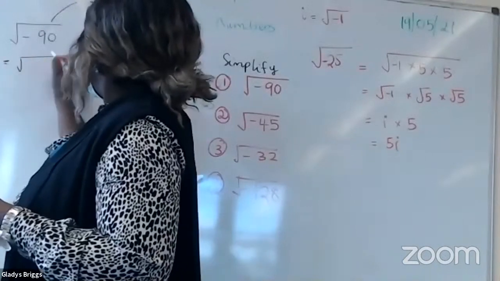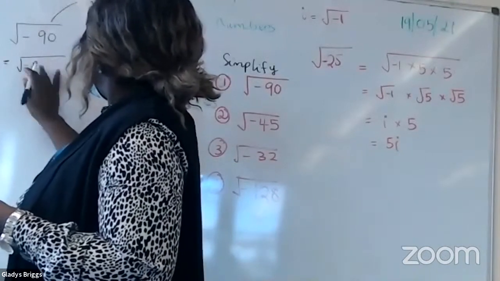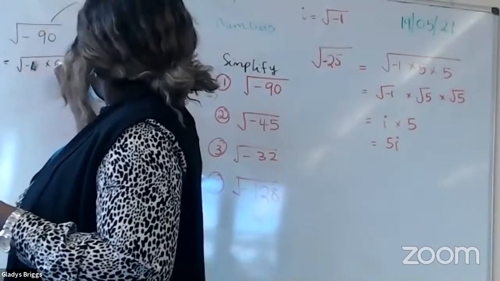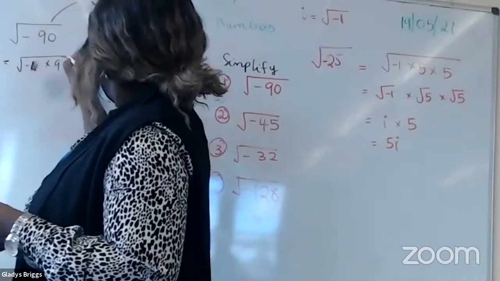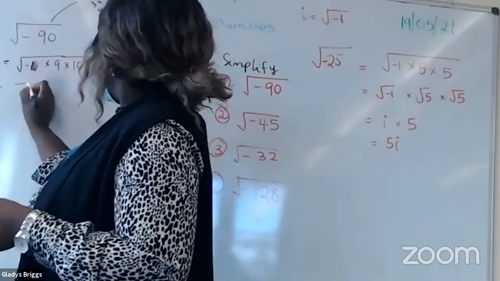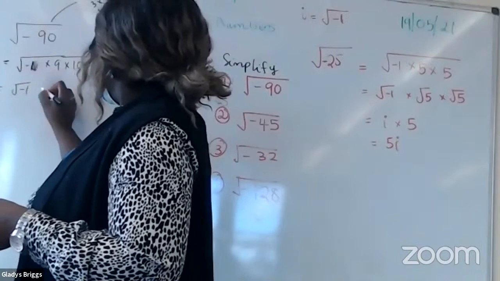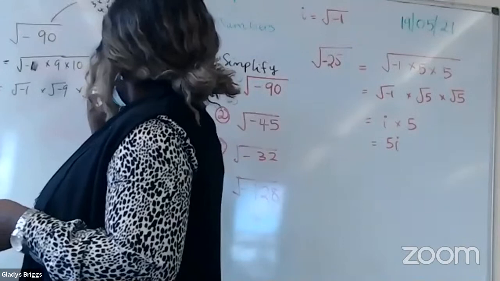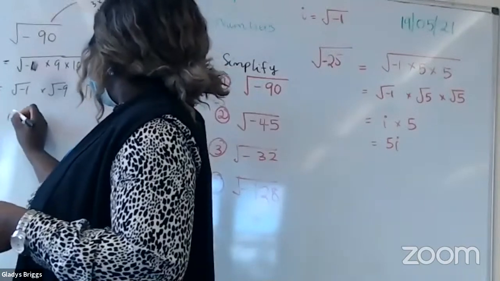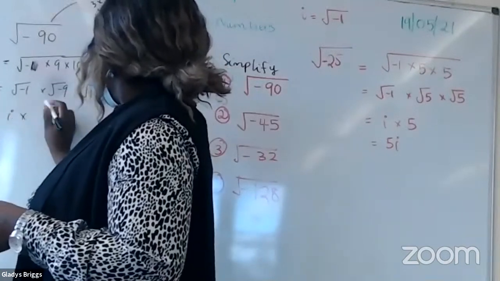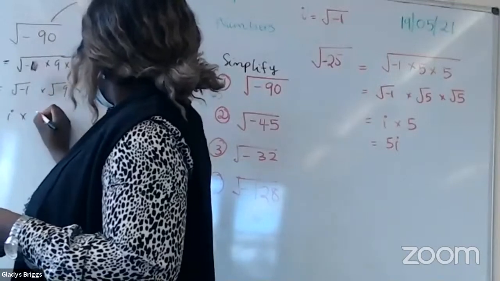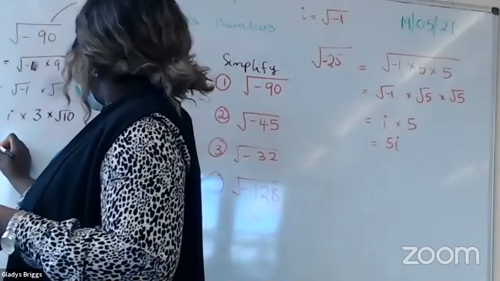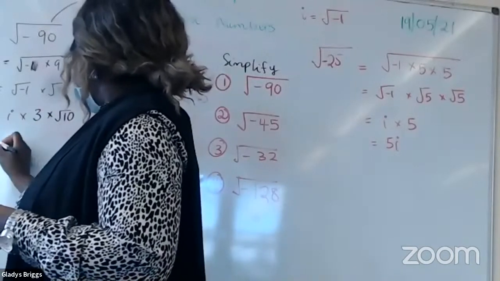We have the square root of negative 1 times the square root of 9 times the square root of 10. Let's break them down. This is going to give you i times, not negative 9, so 9, that's 3, times the square root of 10. And we can just rewrite that properly: 3i.